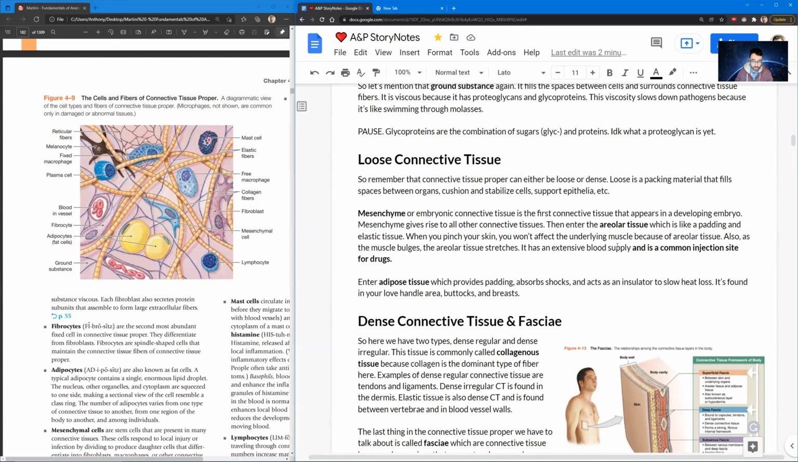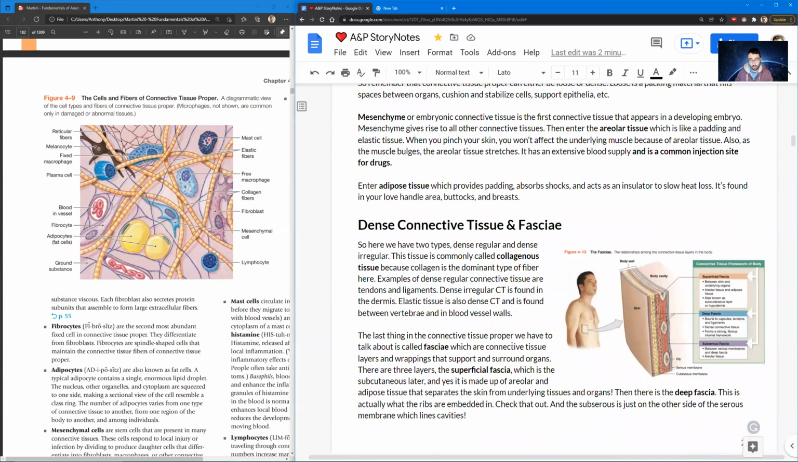We also have areolar tissue, which is like a padding and elastic tissue. When you pinch your skin, you're not going to affect the underlying muscle because of this areolar padding, all right? Also, as the muscle bulges, the areolar tissue stretches. It has an extensive blood supply and is a common injection site for drugs. All right. Adipose tissue, again, provides padding, but also shock absorption, and it acts as an insulator to slow heat loss. It's found in your love handle area, your buttocks, and your breasts.